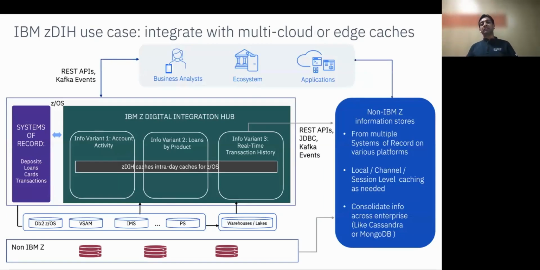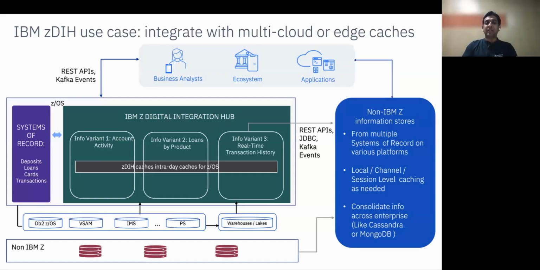In this use case, we are talking about integrating with multi-cloud or edge cloud. What we are saying is, we can expand our existing operational data stores. In this chart, in the blue box, we have an operational data store depiction. If we don't think about ZDIH, an enterprise might have operational data stores in which they store all their non-IBM Z data for their consumers to access. With the help of ZDIH, they can now expand their ODS. They can have IBM Z data as part of their ODS.